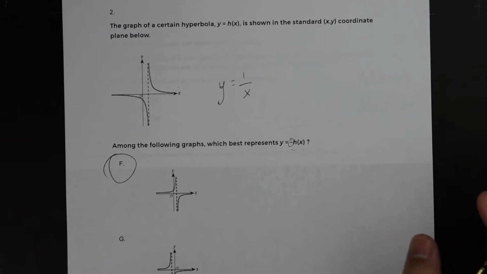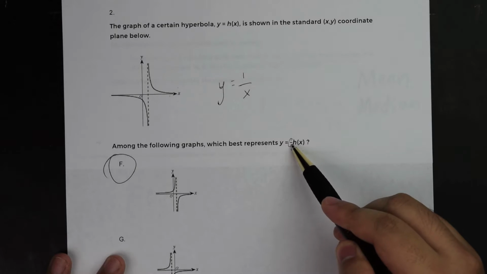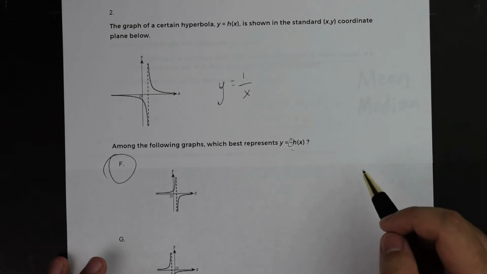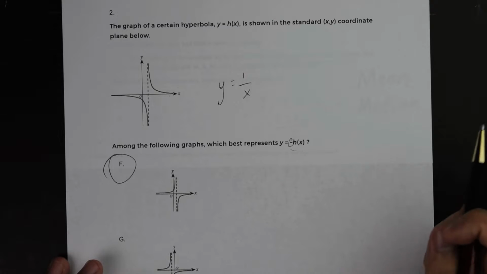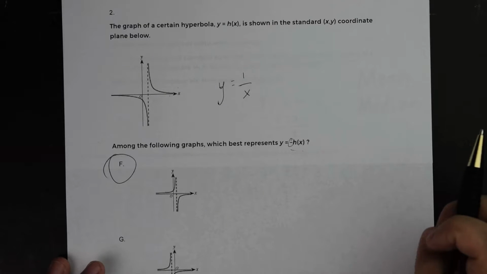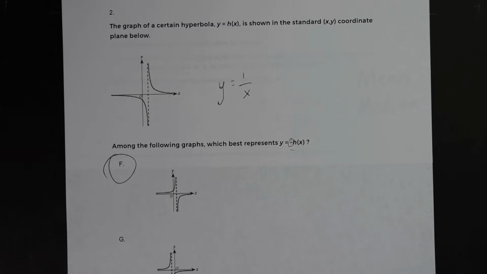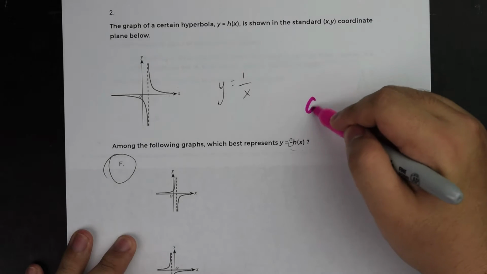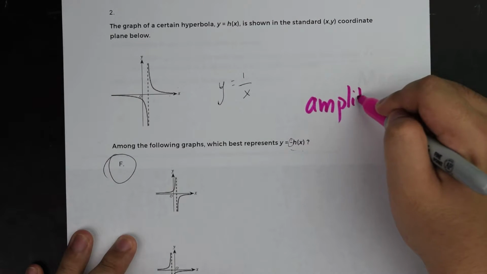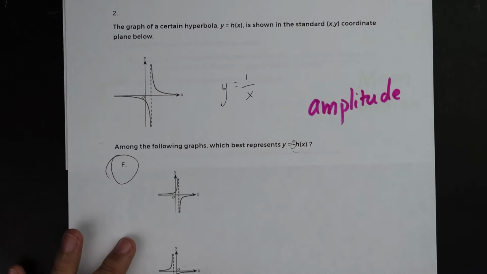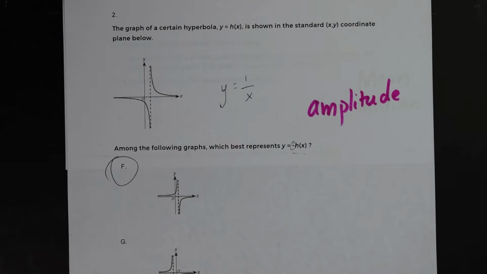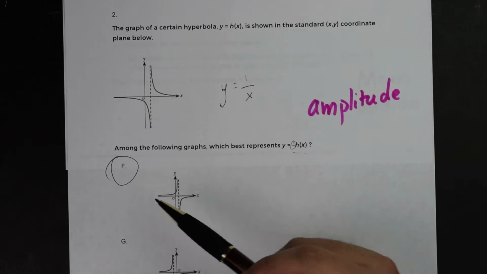But that's not the important thing about this question. The important thing is this negative. What does a negative do? Usually when we have a negative in front of the function, it's what we call an amplitude. It's part of what we call the amplitude. And when we have a negative value, it basically flips things around. It will be flipped over the x-axis. The whole graph will flip over the x-axis and create sort of a mirror effect. And so right off, that's what I see is going on.